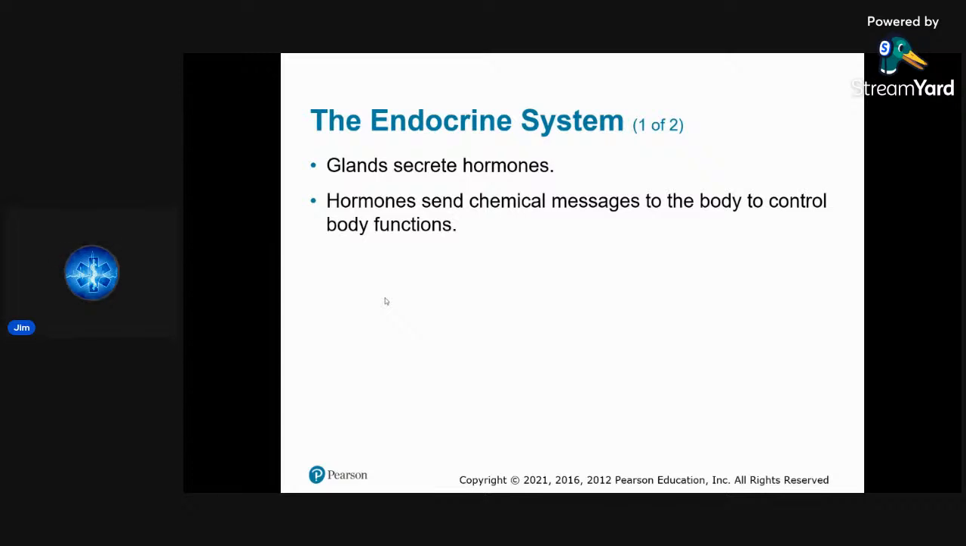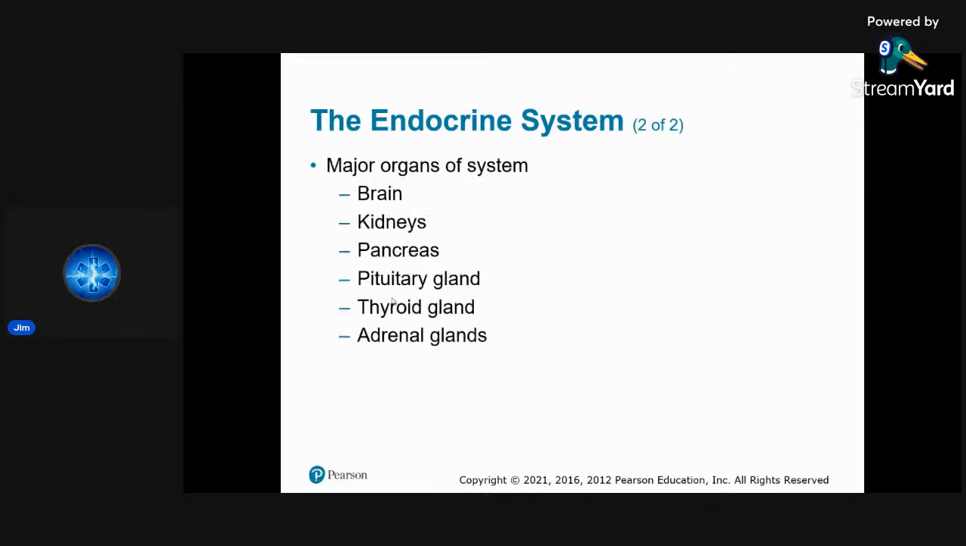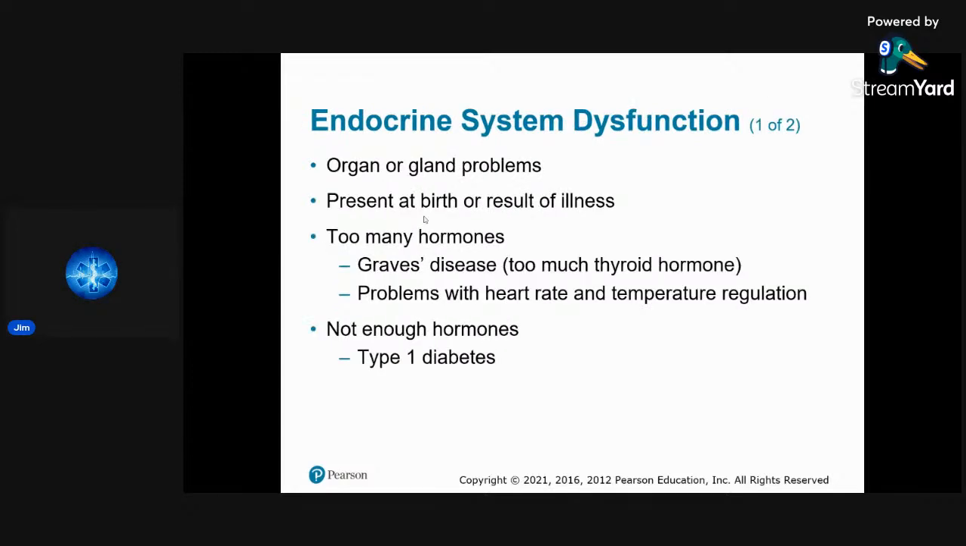The endocrine system: we have glands that secrete hormones, all kinds of glands. Hormones send chemical messages that control body functions. Major organs of this endocrine system include the brain, kidneys, pancreas, pituitary, thyroid glands, and adrenal glands. Let's talk about dysfunction of the endocrine system. Organ or gland problems are present at birth or result from illness. Some of these, you're born with these problems. Some of them, you develop an illness.